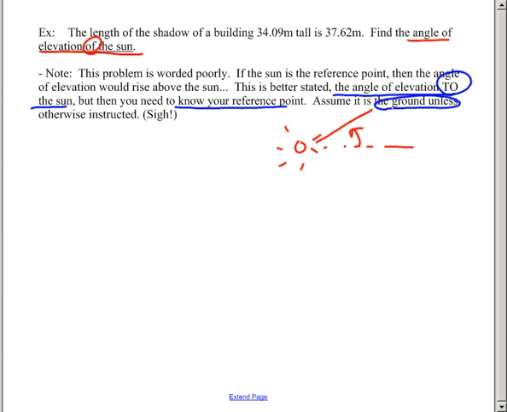Okay? So as you look at problems, and they do this repeatedly in this chapter, as you're looking at problems that talk about angle of elevation of the sun, you mentally need to know that we're talking about angle of elevation to the sun. And so let's talk about what we've got. We've got a little building with towers up in there. Okay. And that building is 34.09 meters tall. It casts the shadow of 37.62 meters.